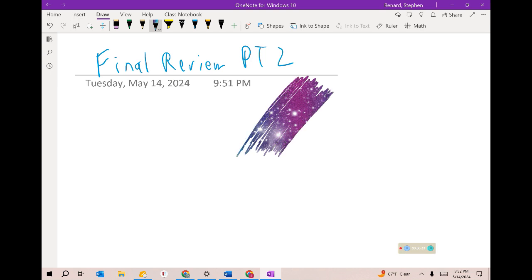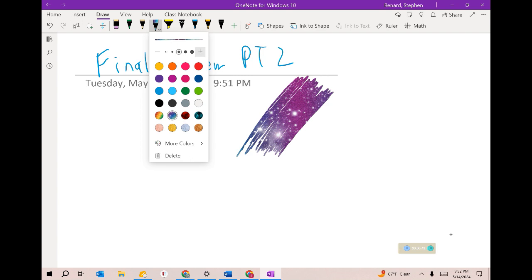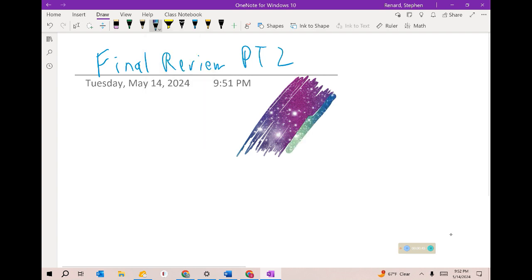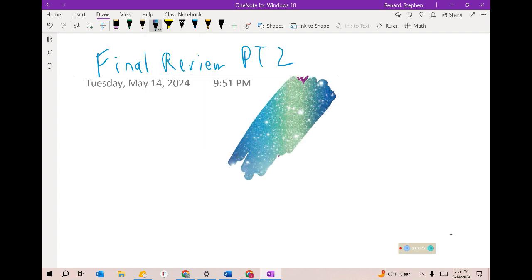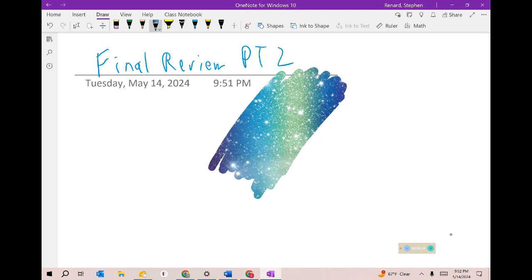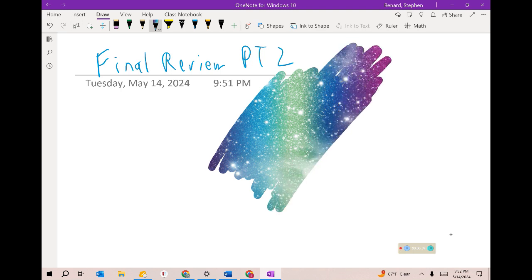So a couple things happened while I was rendering the other video. I noticed two things. The first is that I said the units for velocity were kilogram meters per second, and that is incorrect. Those are our units for momentum.